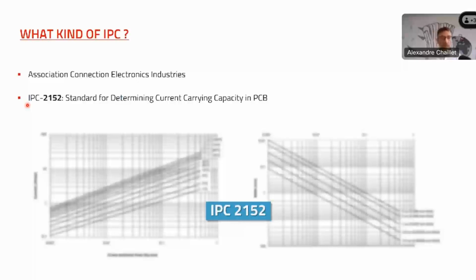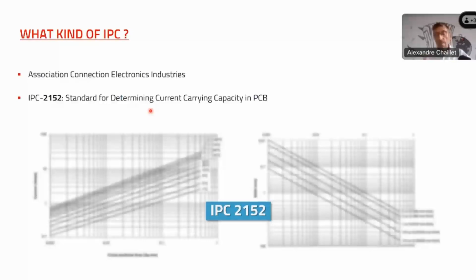First, this is the IPC 2152, and the name of this is Standard for Determining Current Carrying Capacity in PCB. So the title exactly says that this is the right standard for current designing. Here you can see that the abacus are blurred. This is for copyright reasons. We have to buy it. Well, of course, we bought it.